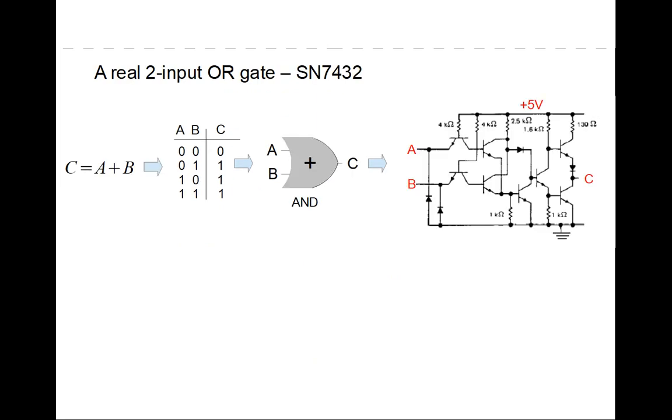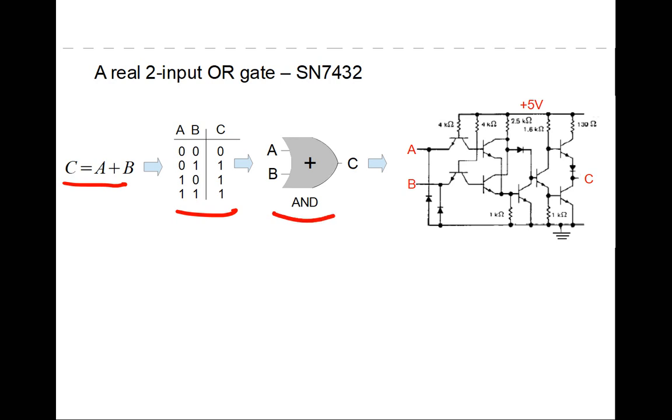Okay, so what would a real two-input OR gate look like? Well, it turns out we've already had this kind of level of abstraction here. So we talked about C is equal to A or B. We said that's a truth table. We said here is the symbol for the logic gate.